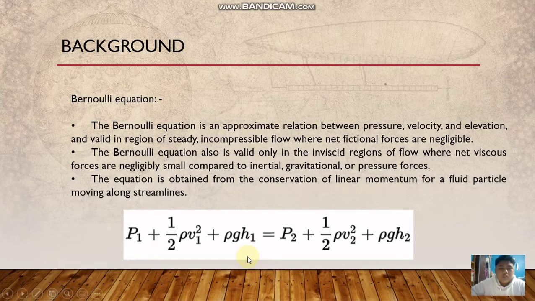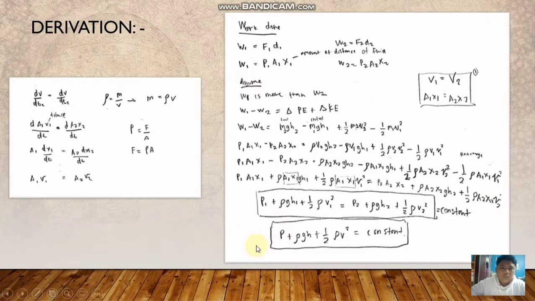The equation is obtained from the conservation of linear momentum for a fluid particle moving along streamlines. As you can see, this is the Bernoulli equation. This is the derivation of the Bernoulli equation. It comes from three different formulas, which is dV/dt 2 equal to dV/dt 1. So we derive it: dV/dt is the amount of fluid per unit time 1 equal to the amount of fluid per unit time 2.